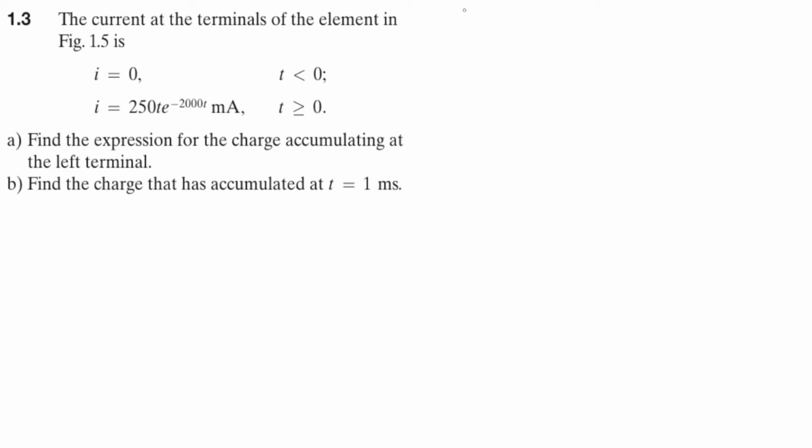So let's look at this problem right here. This question is asking: the current at the terminal of the element in figure 1.5 is i equal to 0 when t is less than 0, and i equal to 250t e^(-2000t) milliampere when t is greater than or equal to 0. Part A asks to find the expression for the charge accumulating at the left terminal, and part B asks to find the charge that has accumulated at t equal to 1 millisecond.